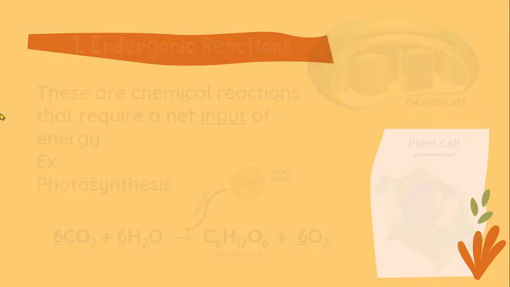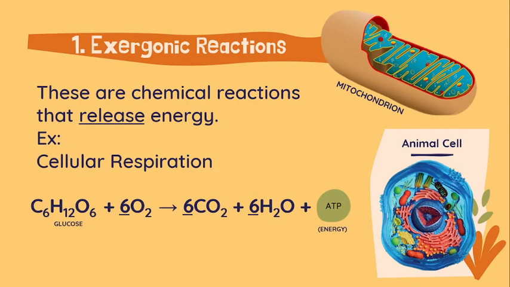Okay, for the second one, well, I hope you can see this is just the opposite of the first one. These are chemical reactions that release energy. So an example here is the process of cellular respiration. I was also able to mention this in our first video. This is where we break down different food substances to release energy. So with that, I have the chemical equation here at the bottom. You can see on our reactant side, we have glucose here, C6H12O6, plus 6 molecules of oxygen.